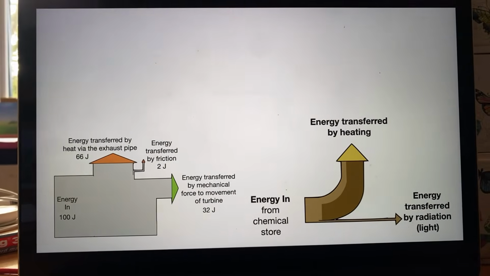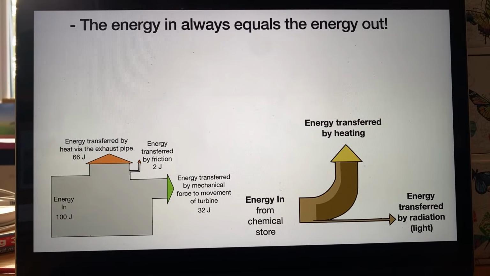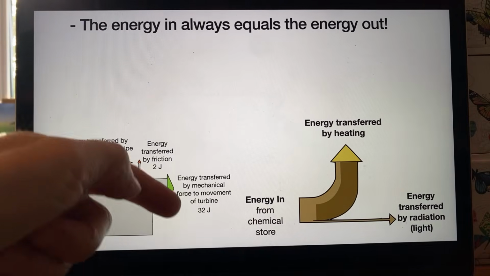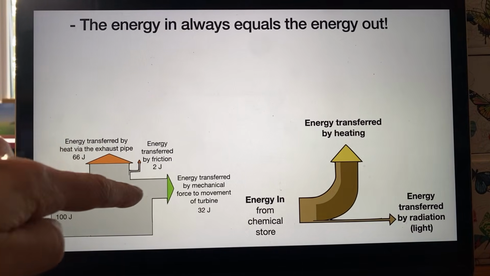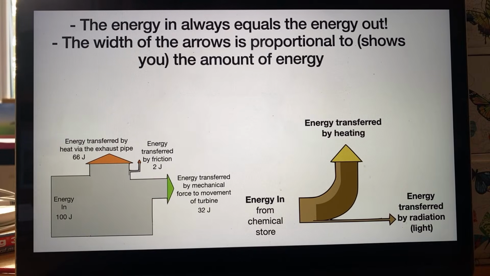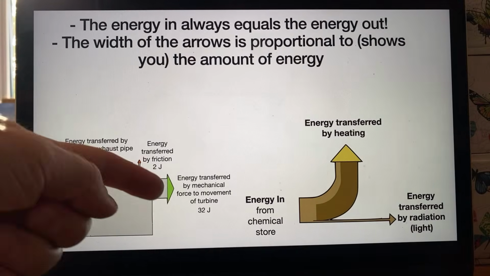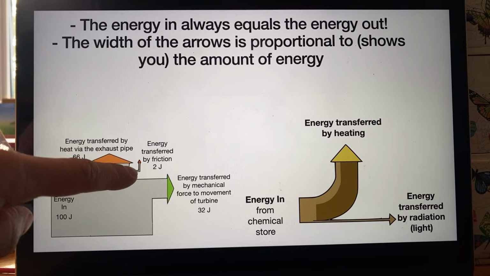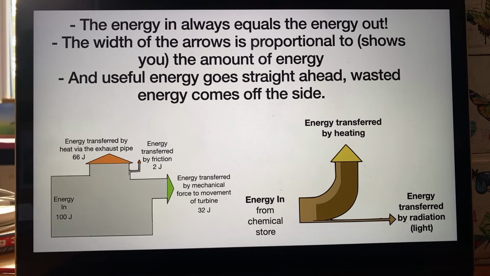Here we go. So the rules for Sankey diagrams, how to get full marks in an exam if you're drawing a Sankey diagram. The energy in has got to equal the energy out, so you might have to draw it to scale like we're about to do, or maybe you could label it. The width of the arrows is proportional to the amount of energy, just like on a bar graph. Or if you imagine a pie chart, the size of the pie shows you how much stuff is represented. It's the same sort of thing. So big arrow means a lot of stuff, little arrow means not very much stuff.